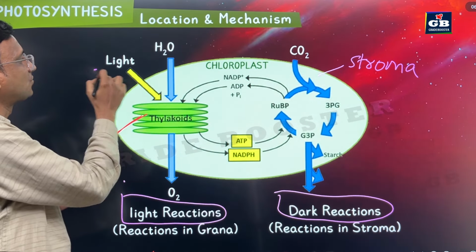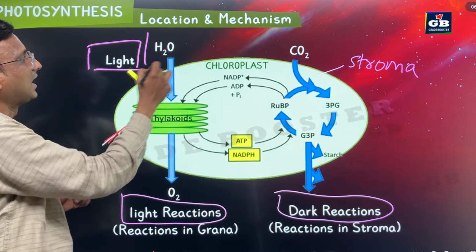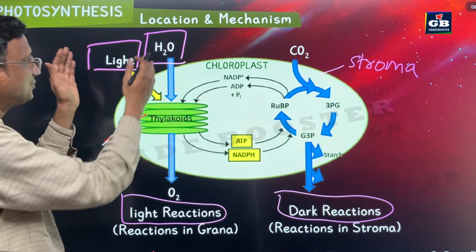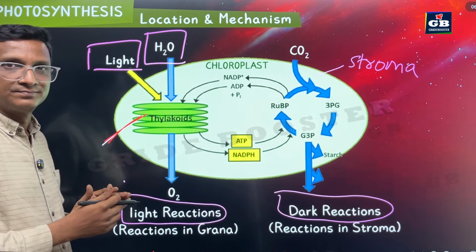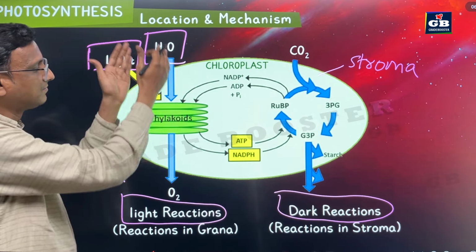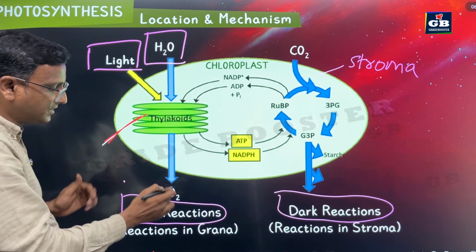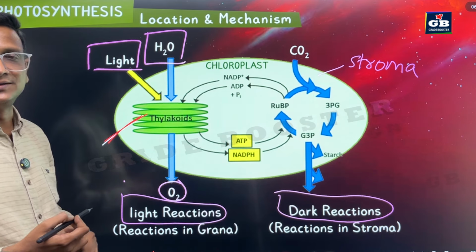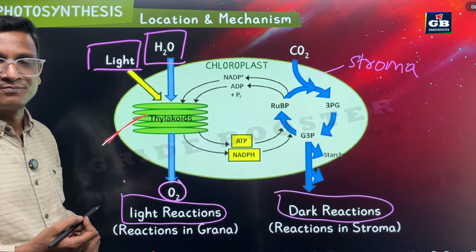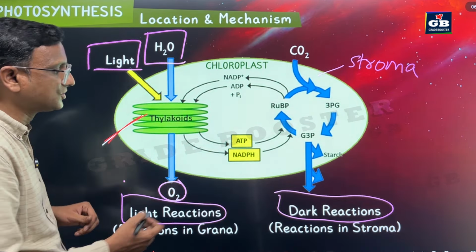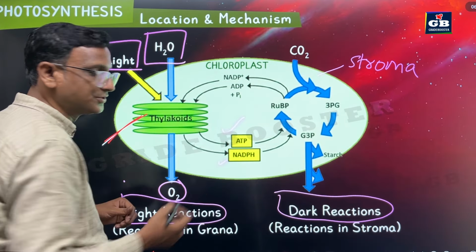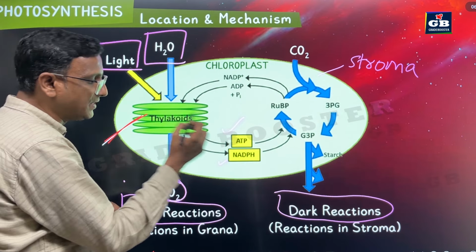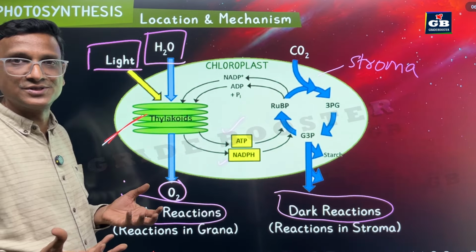So in light reactions, what are the components here? Light and H2O. These 2 are the major components. Thylakoids get the light and H2O. And what is produced here? Oxygen is produced. In the light reaction, oxygen is released out. Not only that, 2 important components are produced. What are they? ATP and NADPH. These 2 are the energy rich molecules.